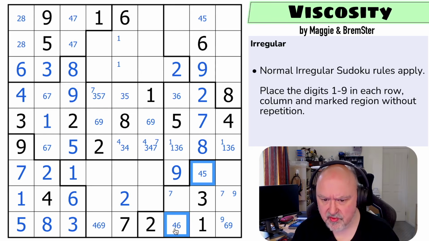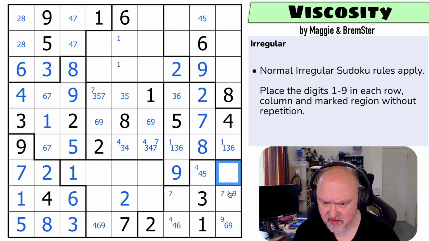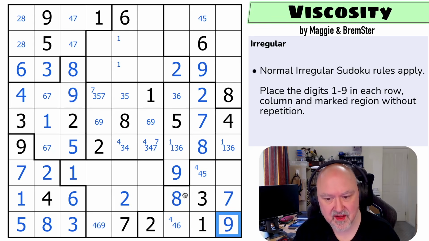Four is in one of those 2 in this box because of this. 8. Where's the 8 in this region? I called it a box just then. 8 is not in any of those. It can't be in any of those. It's in one of those 2, but that 8 says not there. That's the 8, which by pencil marks makes that the 7 and that the 9.